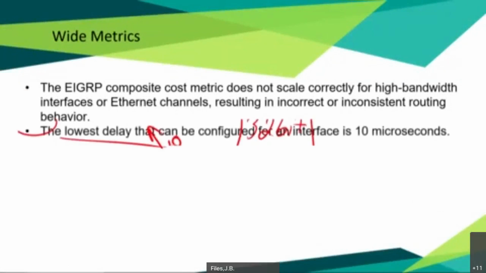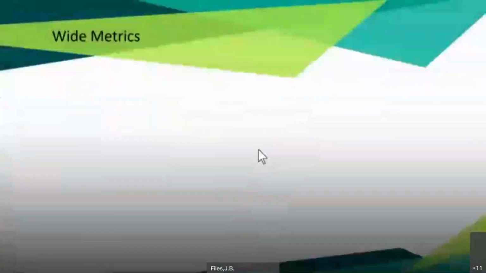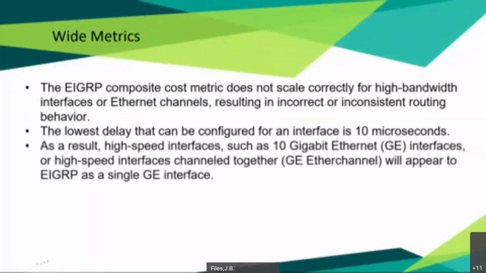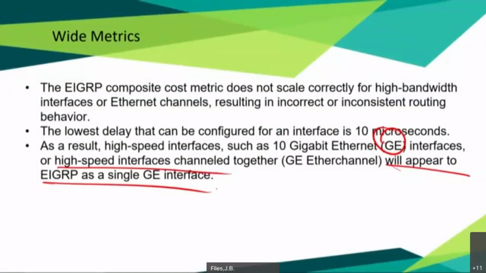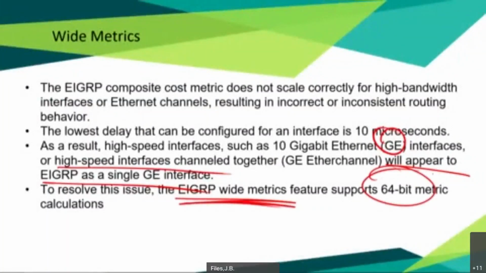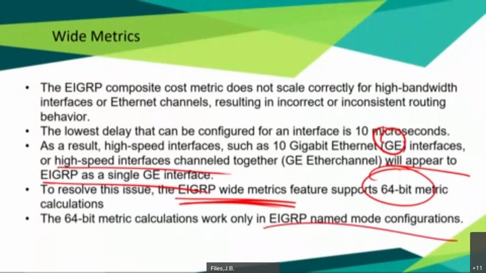The lowest delay that can be configured for an interface is 10 microseconds. Or high-speed interfaces channeled together will appear to be a single gigabit interface. To resolve this, we can use EIGRP wide metrics that support a 64-bit metric calculation. However, that's only used in EIGRP named configuration mode. Just kind of want to point that out.